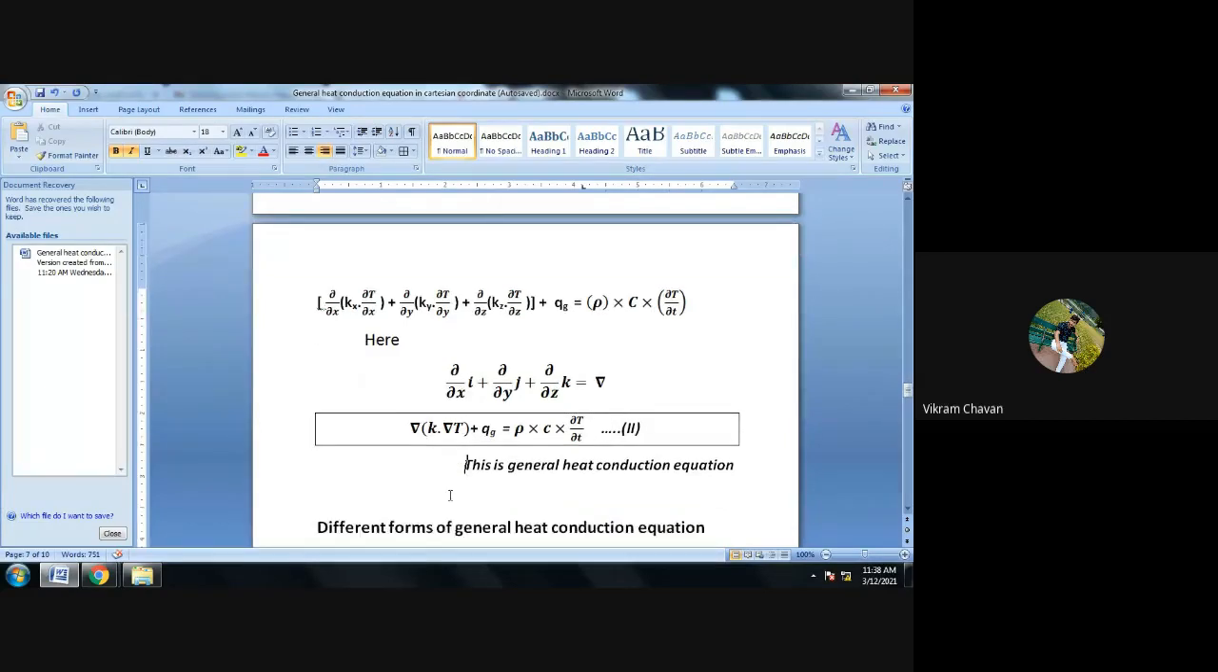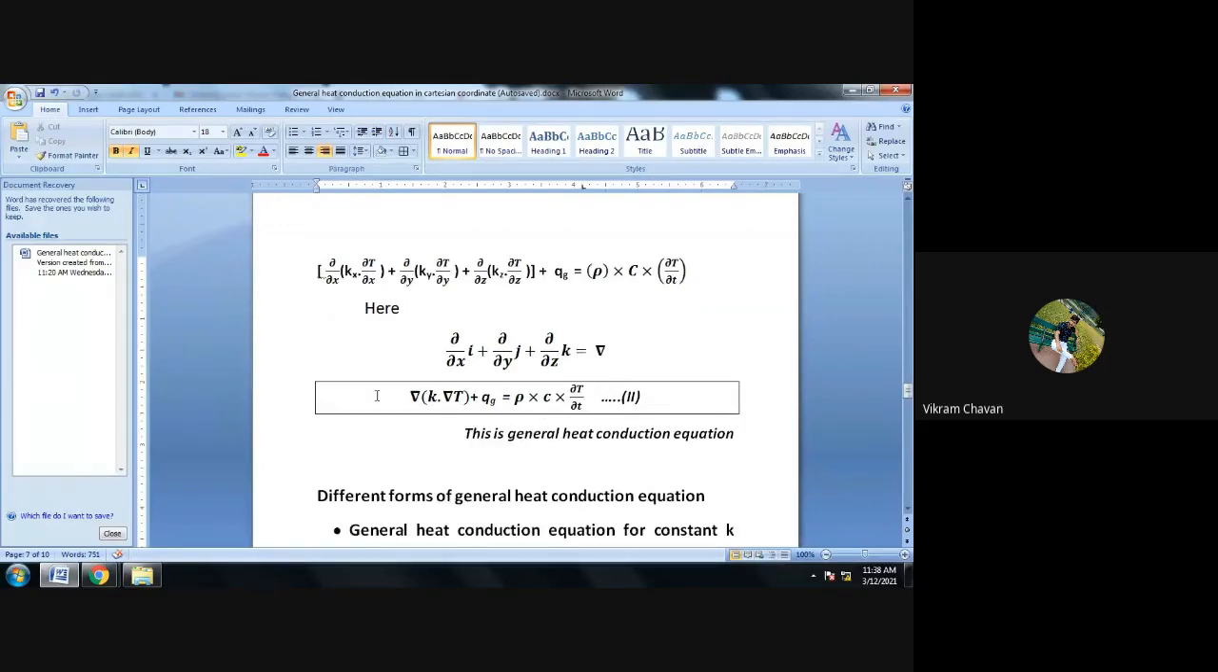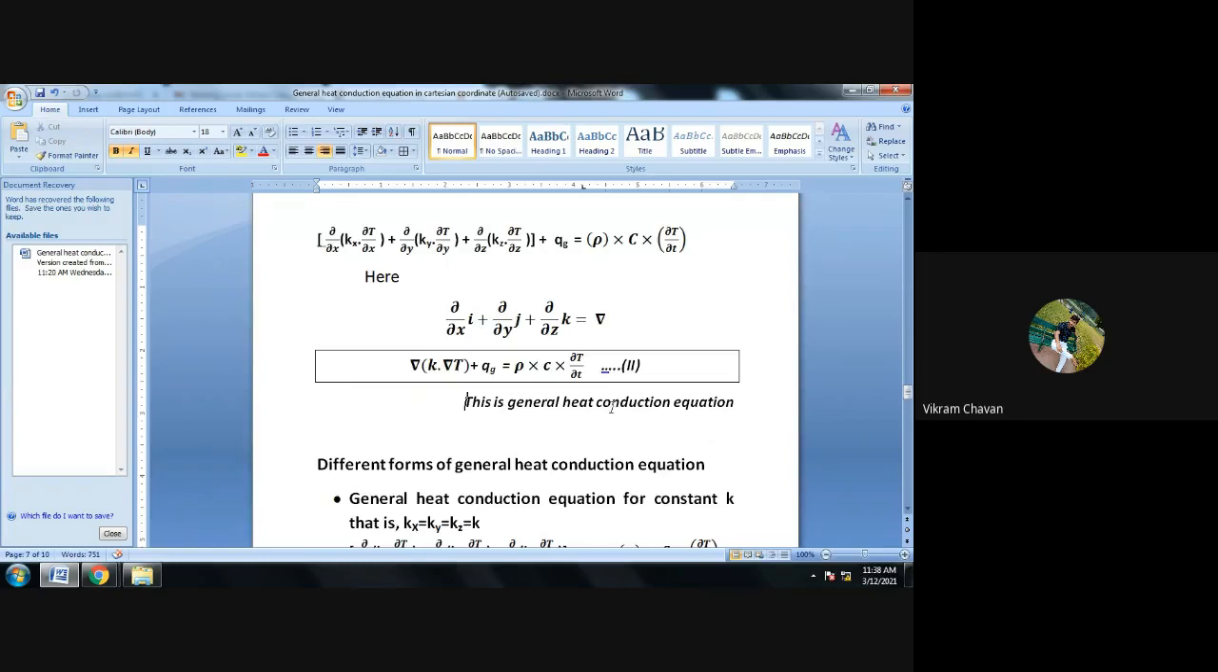Okay, so further, now there are different forms of a general heat conduction equation. We have written this general heat conduction equation for three-dimensional conduction, or we can say three axes we have considered. So for that purpose, this is a three-dimensional equation. Further, it is deduced in a different format, and for that purpose, we need to apply different conditions. According to the condition, the format will change.